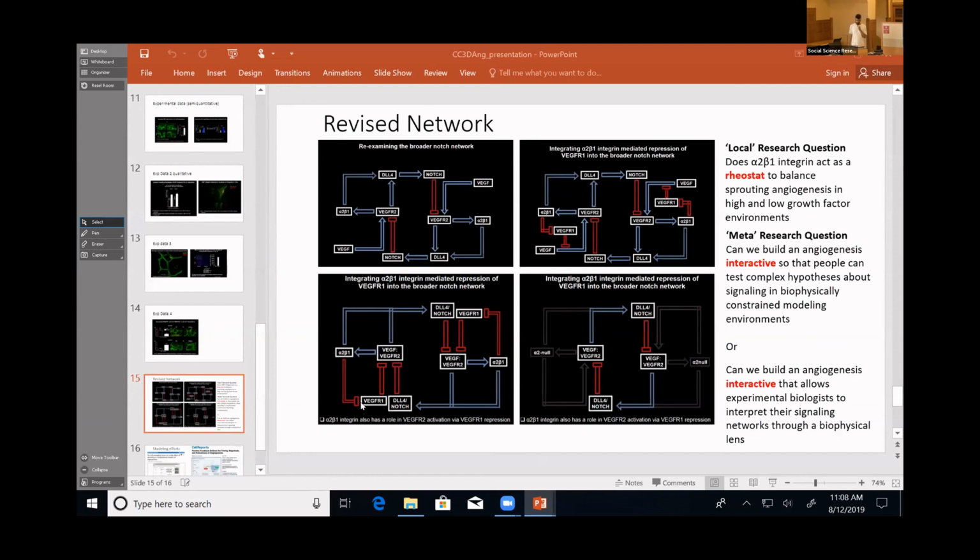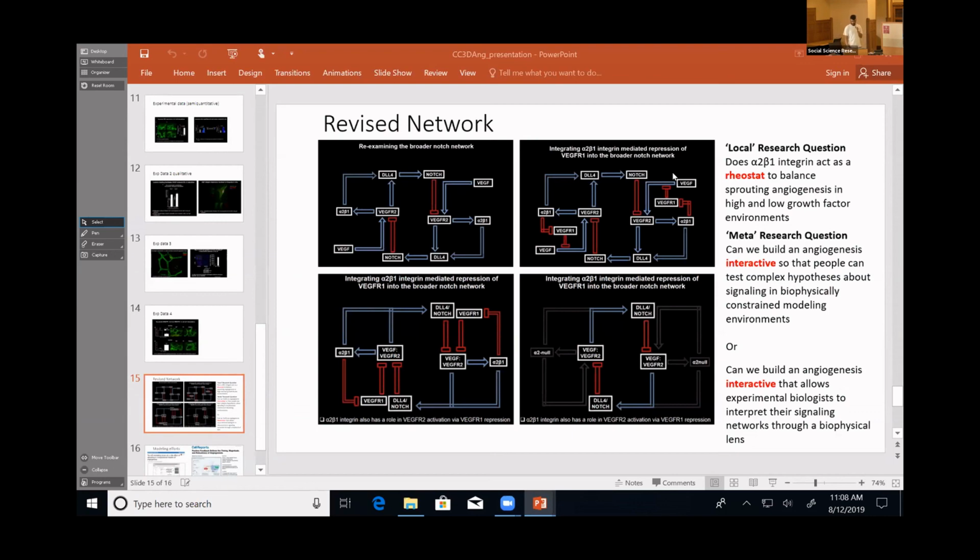So the local research question is to try to build a model in CompuCell that's more biophysically realistic, that tries to determine how or whether a molecule acting in this way at 2 points in the delta notch signaling system can have this kind of rheostat function, with a differential phenotype in high and low growth factor environments. And then this leads to a meta research question of, can we build an angiogenesis interactive that people can test their own signaling hypotheses in?